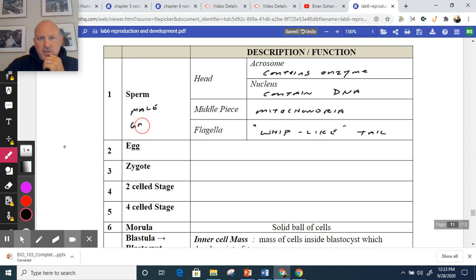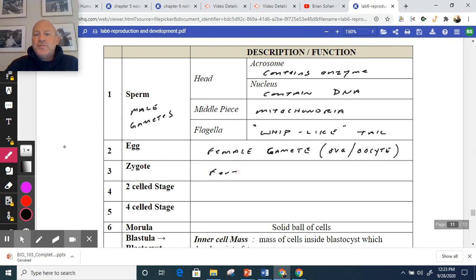So these are the male gametes. Remember that? Female gamete. Gametes are the egg cells, or the ova, or the oocyte. Any of those. Of course, this is a fertilized egg.